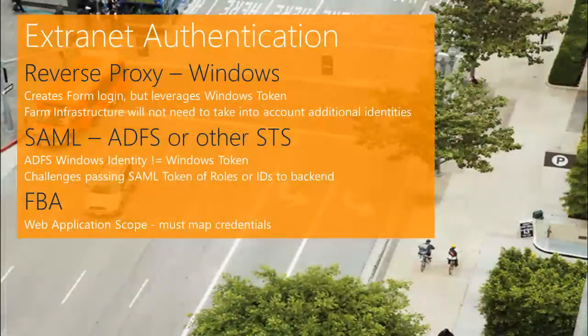So just some recap slides of what we saw, and then we'll open it up for questions. Extranet authentication, really these are your mechanisms for doing that. For Windows, you use a reverse proxy method. SAML, you're going to use ADFS, or some other secure store like the ACS that we saw. FBA, we're going away from, so you're really going to pick one of the first two as the options that you've got. There are certain scenarios where FBA still makes sense, but just be aware of that.